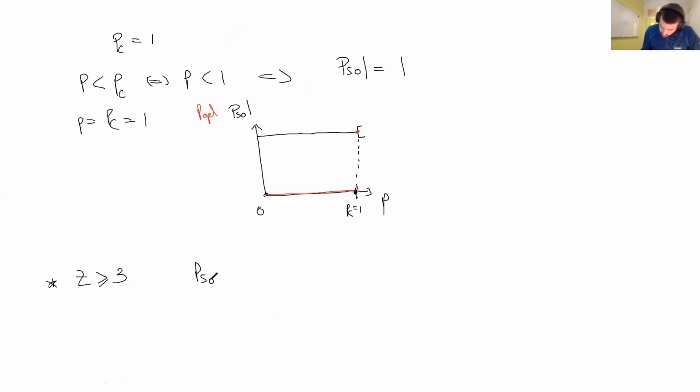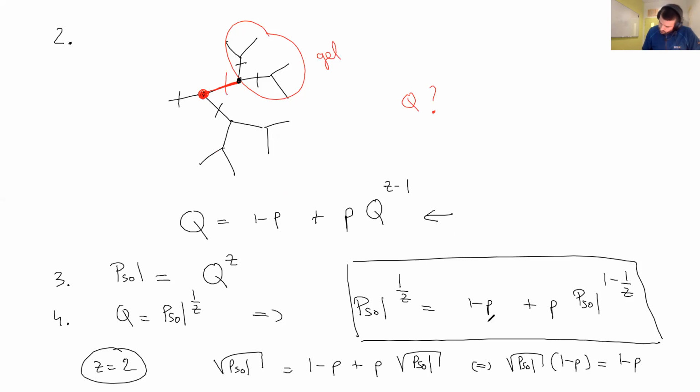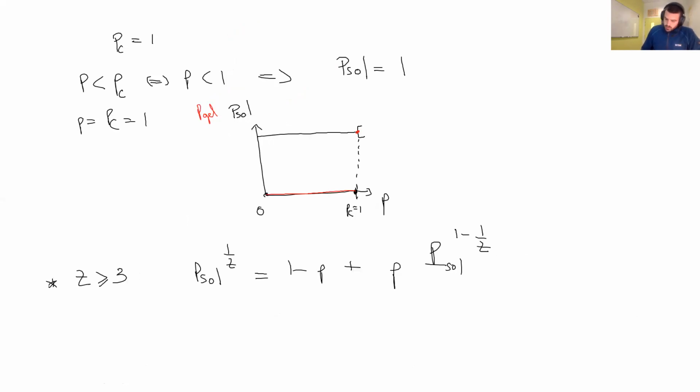Okay, so when z is bigger than 3, then the solution should fulfill this equation. So P sol, I just rewrite here. And then there was this P sol to the power 1 minus 1 over z, if I'm not mistaken. Yeah. So first of all, is there an obvious solution to that equation for any z? You can try 0. Yes, you can try 0 or 1, basically. Okay, so 1 is always a solution. I didn't say that it's a stable solution, but it's always a solution.